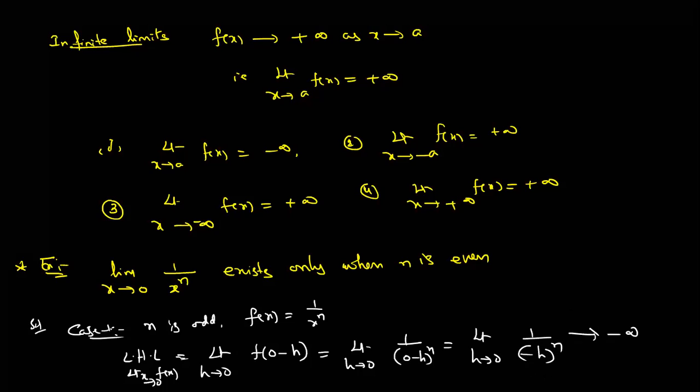Okay. So conclusion. What is the conclusion? X tends to 0 implies 1 by x power n is tending to minus infinity when n is odd. So please write in this example. I can proceed.